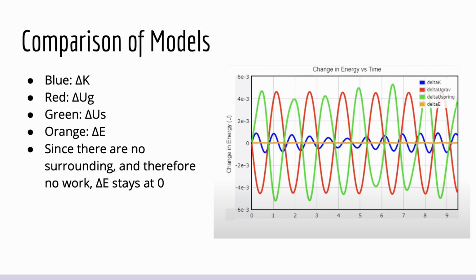After we ran our code, we were left with this graph right here, which is the change in energy versus change in time. This blue line here shows the change in kinetic energy. The red line is the change in gravitational potential energy. Green is the change in potential spring energy, and orange is the total energy. We can see that the orange stays at 0 throughout the entire simulation. Since there's no surroundings, there's no work. Therefore, since work is the capacity to change the energy, total energy stays at 0.